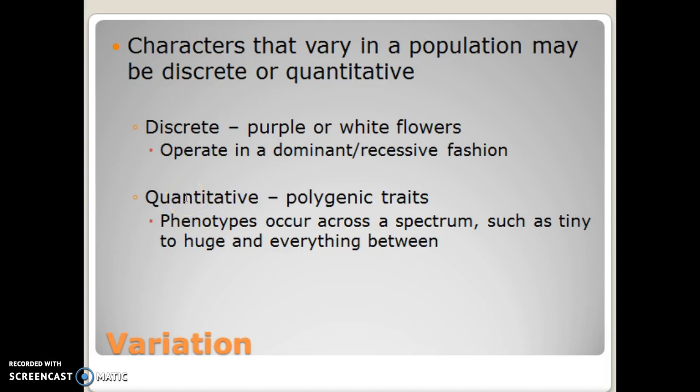Quantitative, on the other hand, would be something that's polygenic, controlled by a variety of genes, has multiple versions of alleles, and the phenotypes of quantitative traits occur across a spectrum. So if we're looking at height or length, you could have tiny on one end, huge on the other end, and everything else in between. So a lot of traits are quantitative. There's way more quantitative traits than there are discrete traits.